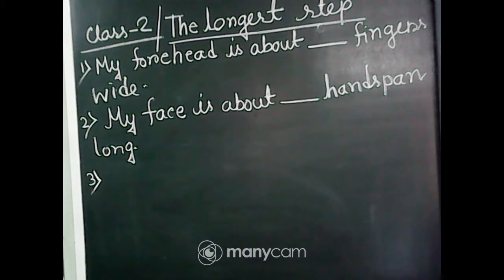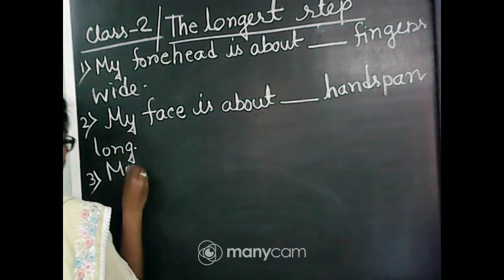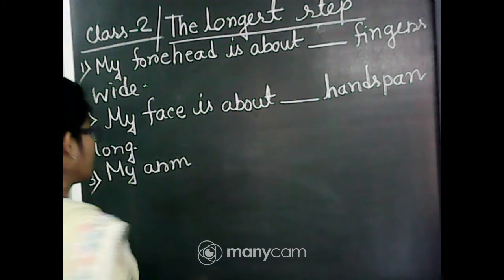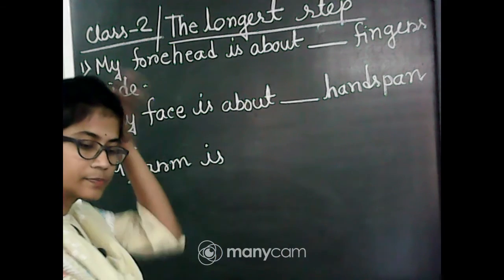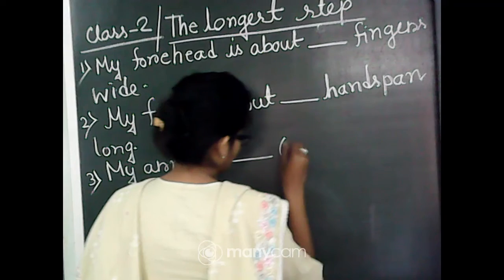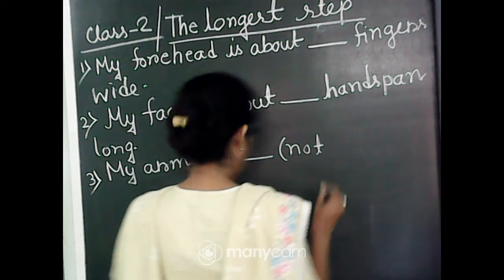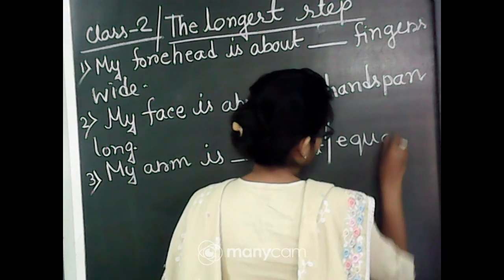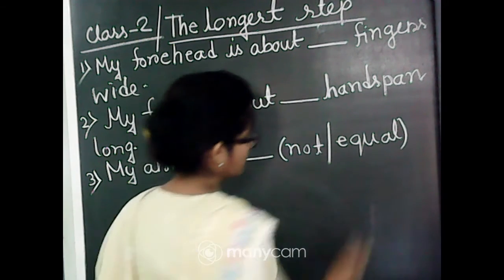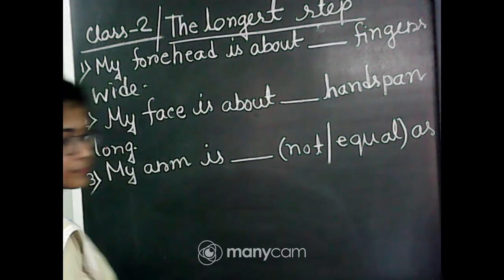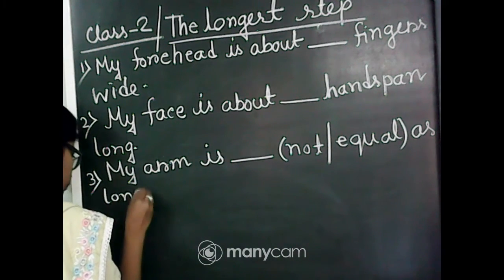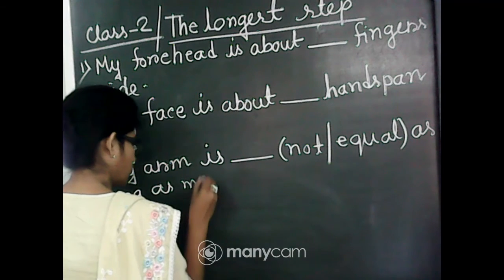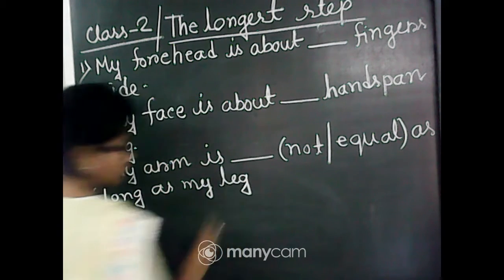Then the third number question: my arm is dash or equal as long as my leg.